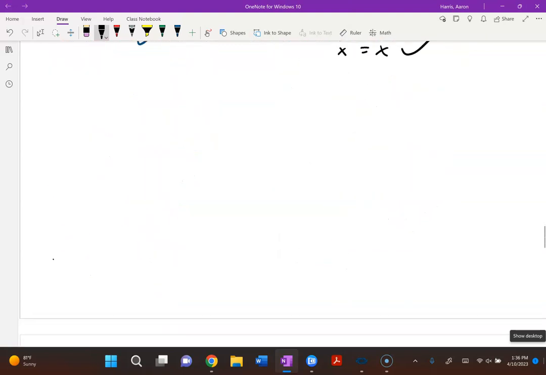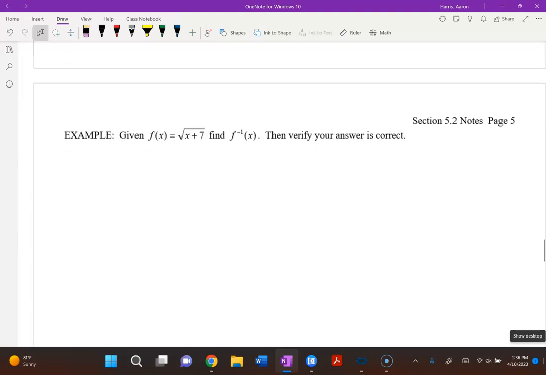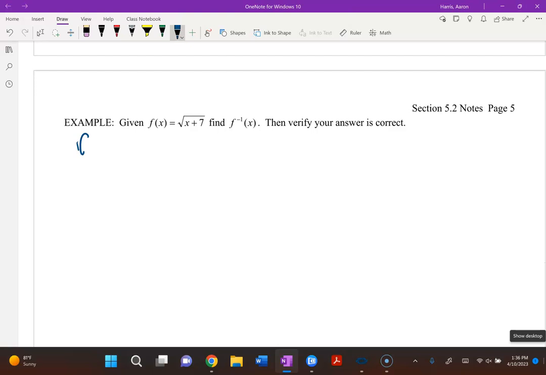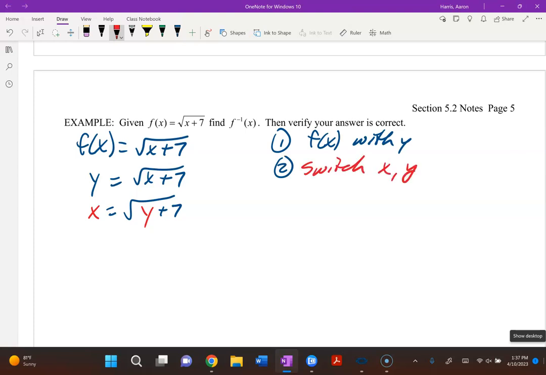Let's do some more here. So this one, we've got f of x is the square root of x plus 7. So that's our y. Step number one, replace f of x with y. Step number two, switch x and y. Number three, solve for the new y.